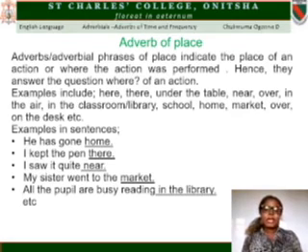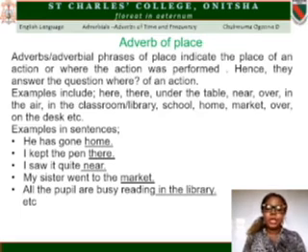Examples in sentences include he has gone home. Here, home tells us where he went to. I kept the pen there. There is the adverb of place that answers the question, where did I keep the pen? Which is there. I saw it quite near. My sister went to the market. All the people are busy reading in the library.